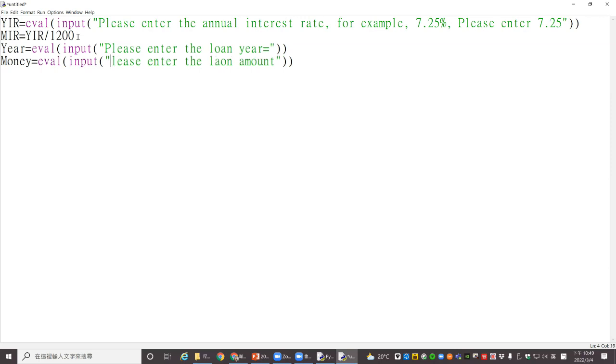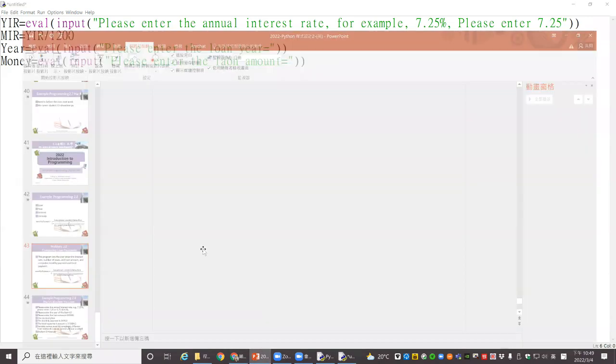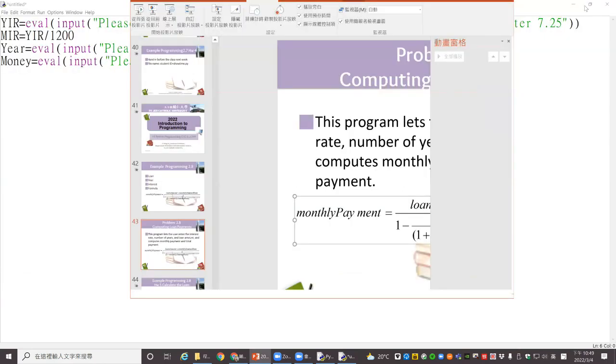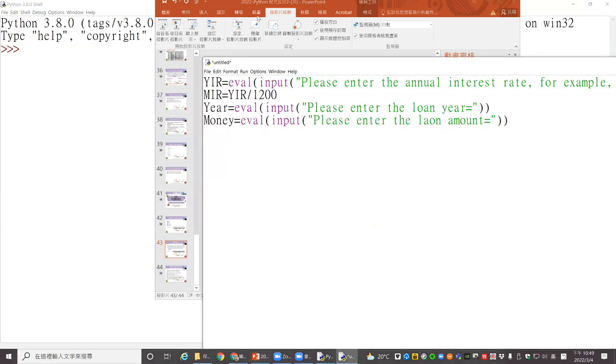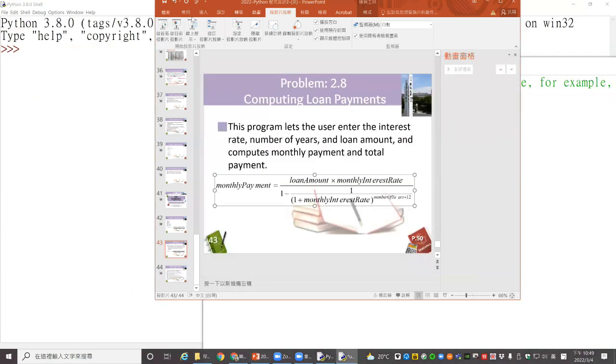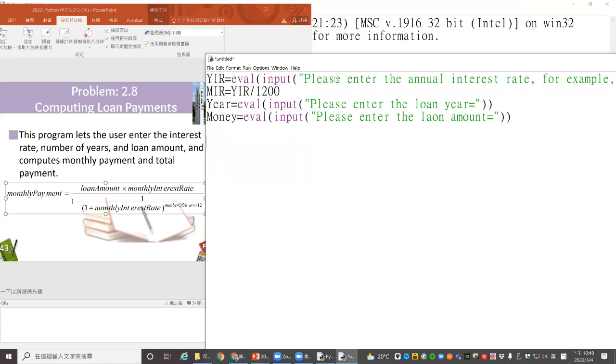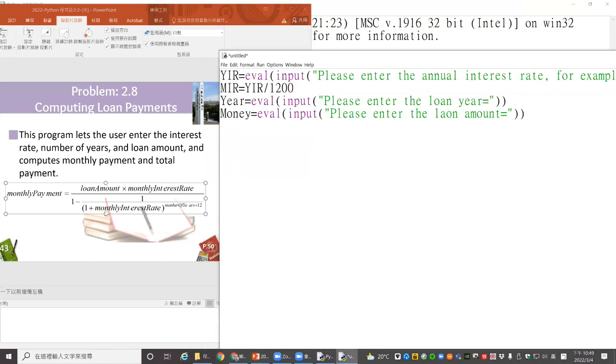Please enter loan amount. Okay. Then we will handle this formula. So the point is, do you know how to handle this formula? It is the point I make it as a practice here. I want you to really understand how to process a mathematical formula and transfer it into Python.